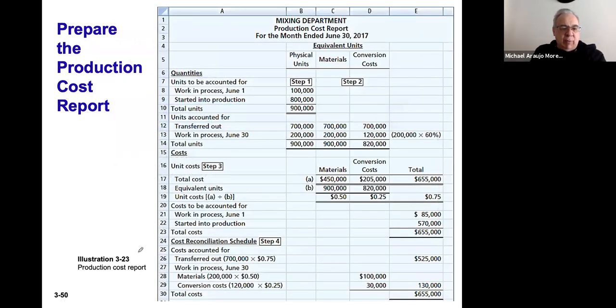This is how the entire report looks. It's all 4 parts put together. Again, step 1, the physical units. Step 2, the material and conversion costs in terms of units. Step 3, the cost per unit. And step 4, the total amount of costs and how that was broken down. So this is what the actual report looks like in full, but as you see, it's a step-by-step process, as you saw before.